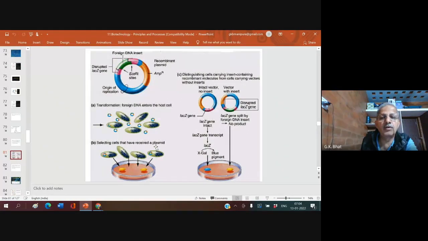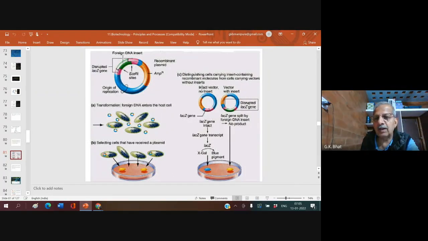Selecting cells that have received a plasmid. So some of the cells receive this plasmid with the foreign DNA. Now, distinguishing cells carrying insert containing recombinant molecules from cells carrying vectors without insert. So you have some plasmid with the insert, some plasmid without the insert. So bacteria which gets a plasmid with insert will be colorless, or bacteria which gets no insert will be blue in color.